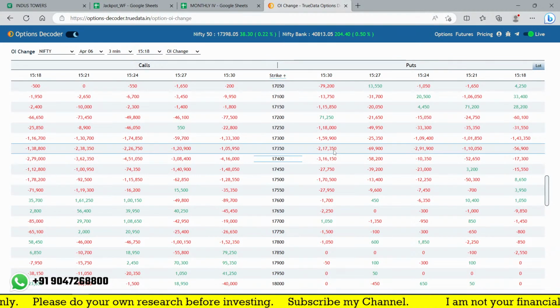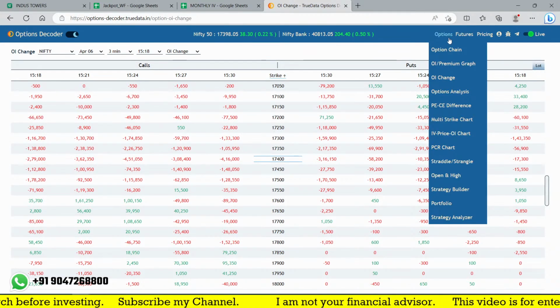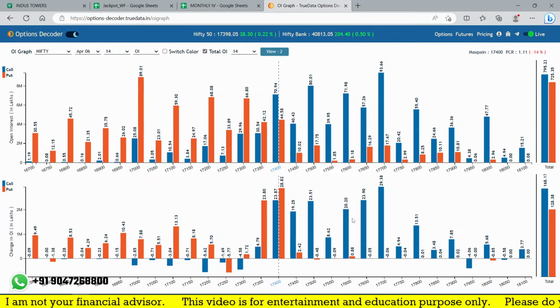If you want the OI data every minute or every 3 minutes, because even from the exchange we only get OI data every 3 minutes, you can use this paid software, Option Decoder. From there you can use the OI scanner and the OI premium graph. So you can see OI changes directly.